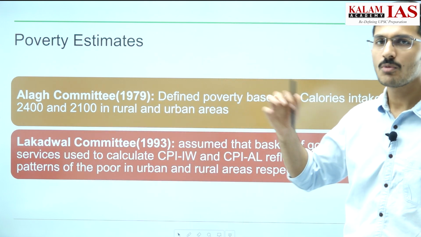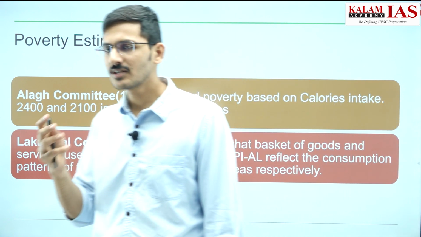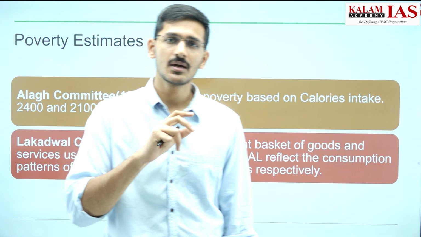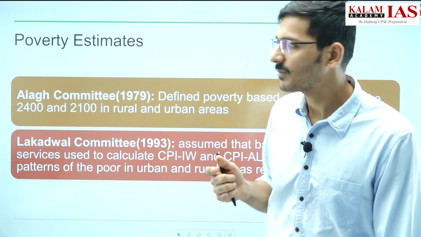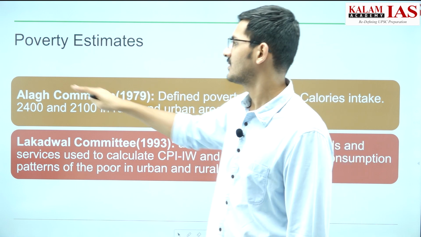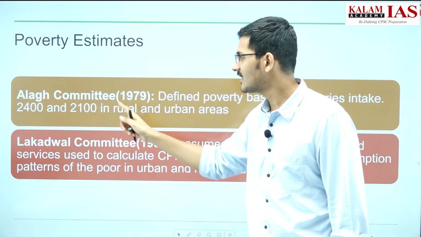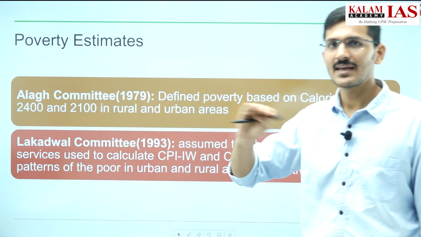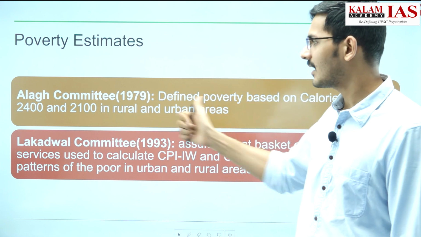What you have to know about these committees, you do not have to memorize the data and the facts, or how much actually the poverty rate was at that particular point of time, or the year in which it was published. You just have to remember the name. The Alag committee was the first one which talked about calorie intake and said that 2100 and 2400 calorie line, we have been reading about it in our NCERTs, and this was given by the Alag committee.